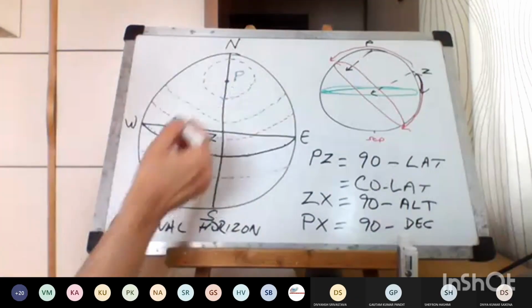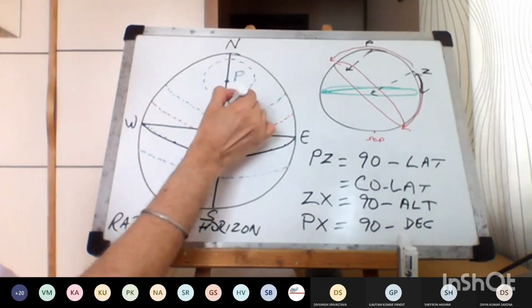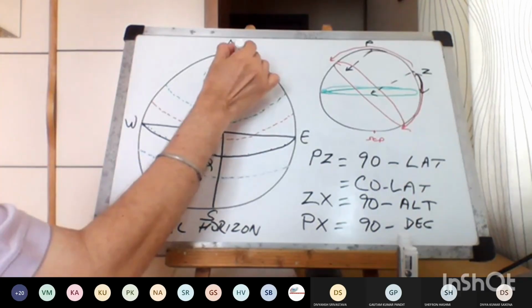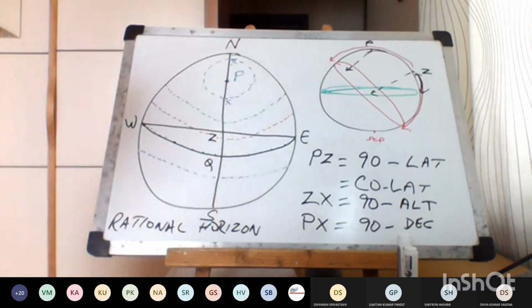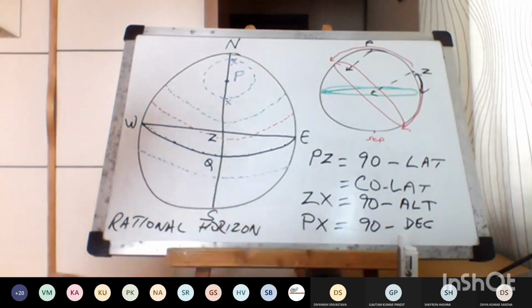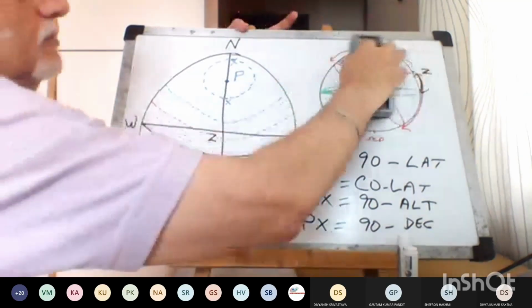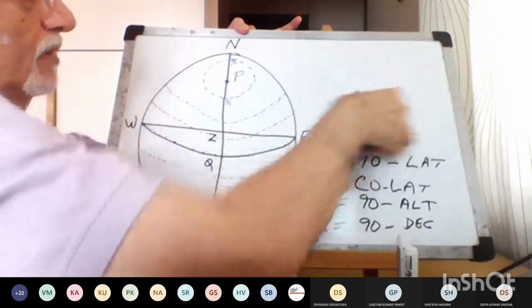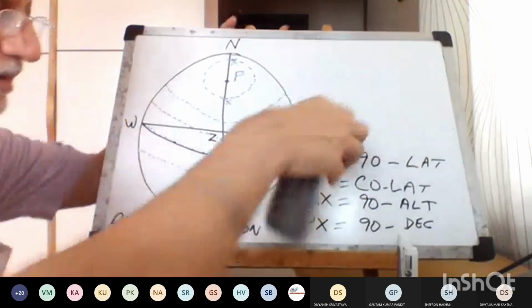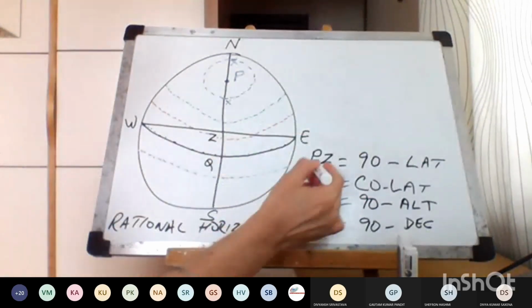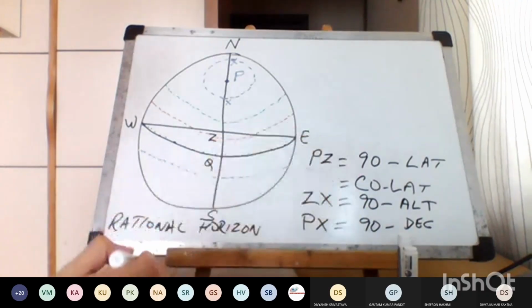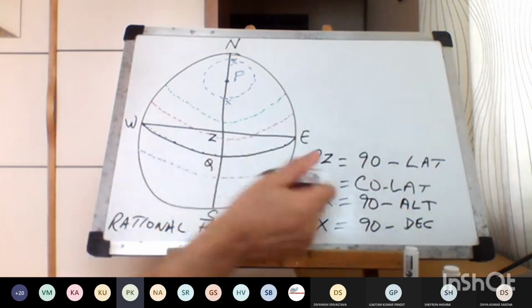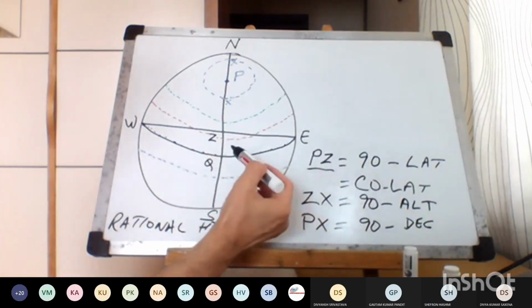Here what is happening? See, this is the body. The body is crossing the meridian here. Not X dash, let us just write X. One more important relationship you can understand here. What have I written over here? PZ. What is PZ? 90 minus lat. PZ is 90 minus lat.